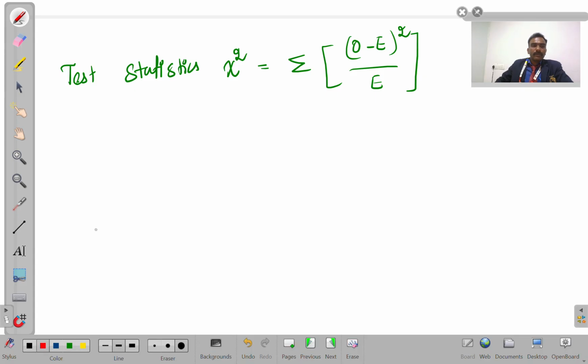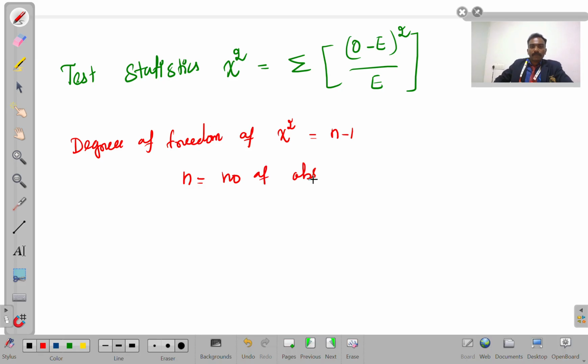So what will be the degrees of freedom for the chi-square test? Always the chi-square test follows n minus 1 degrees of freedom, where n is the number of observations. So always we are going to use degrees of freedom as n minus 1.